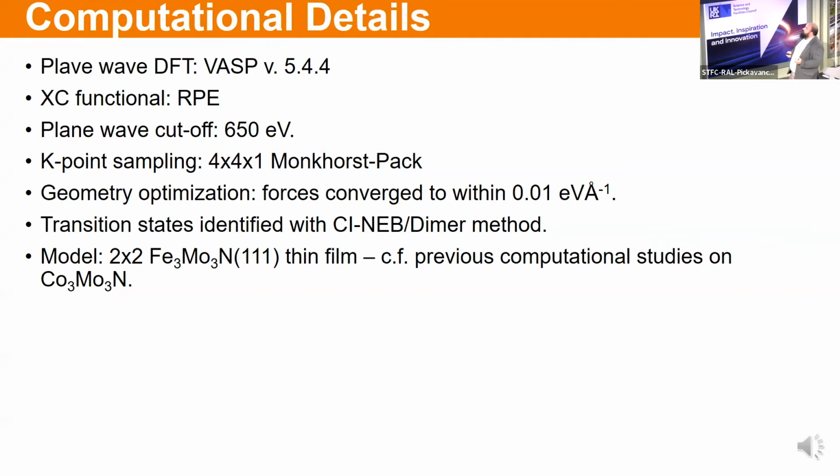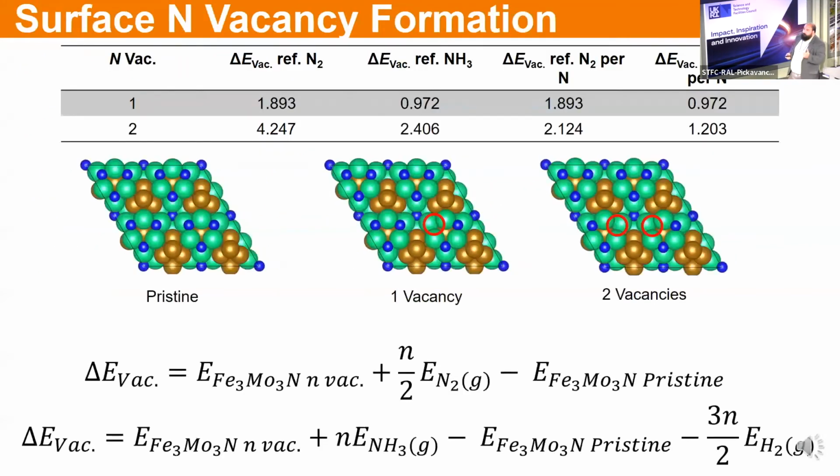So the first thing I'd like to discuss, obviously a prerequisite to being able to perform ammonia synthesis using the Mars van Krevelen mechanism, is the formation of a surface nitrogen vacancy. So what I've done here is start with the pristine surface and remove a nitrogen atom. I've also looked at the vacancy formation for two adjacent nitrogen vacancies. And we have two different references.